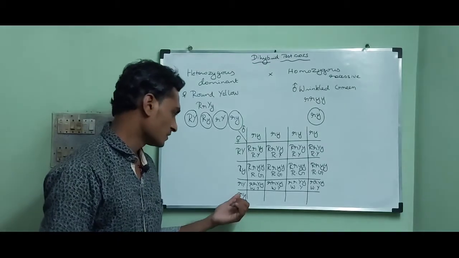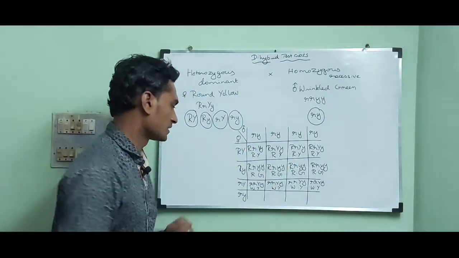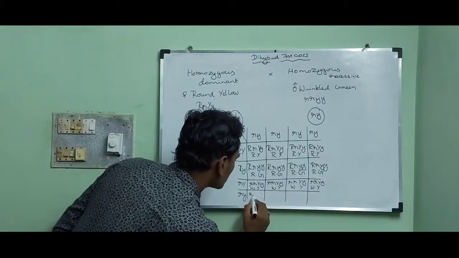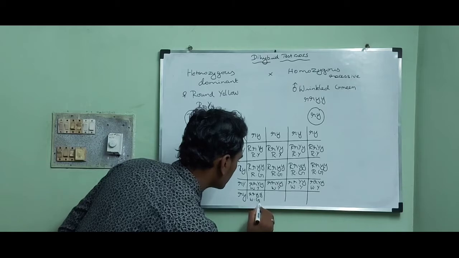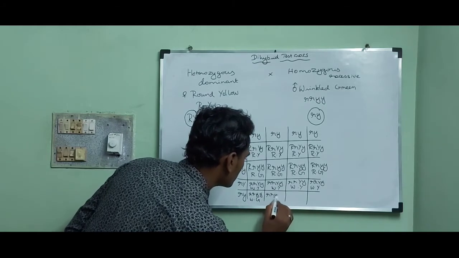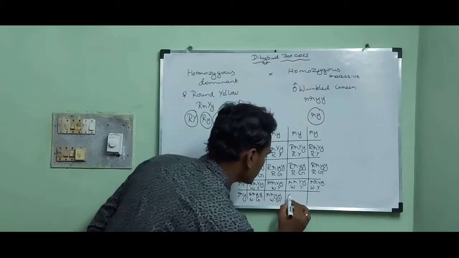Then the last one, small r, small y, is going to fuse with these gametes. Small r, small y, small y. That means wrinkled green. Small r, small y, small y shows wrinkled green.